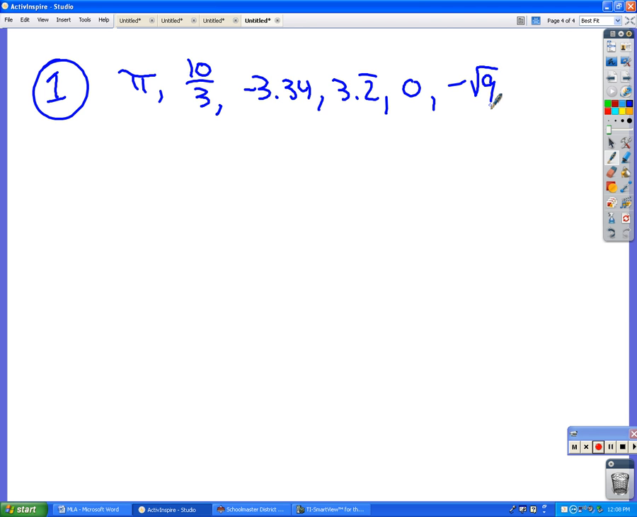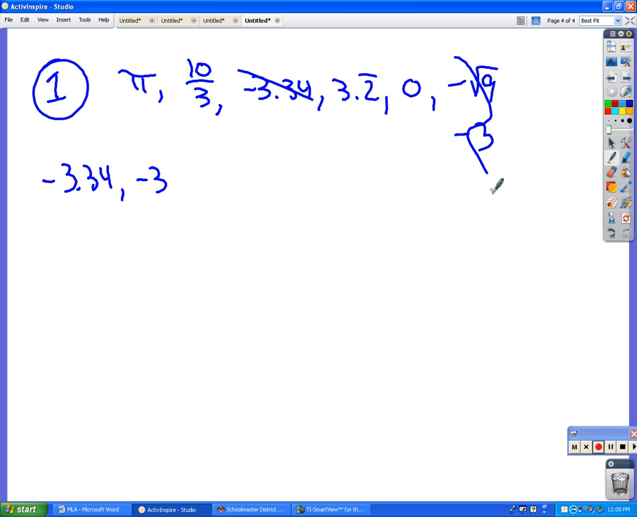And you have to order them from the smallest to the biggest. Okay? Well, obviously the negatives are going to be the smaller ones, right? So which is smaller, negative 3.34 or negative square root of 9? Right, because what's negative square root of 9? Right. So the smallest one is negative 3.34, and then the next smallest is negative 3. So we use those. Okay?